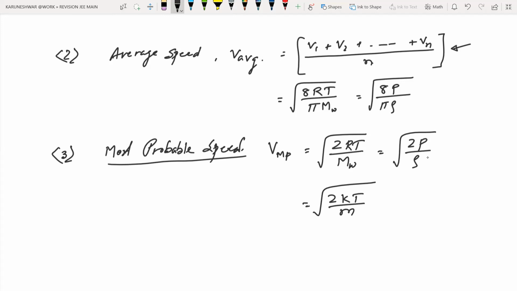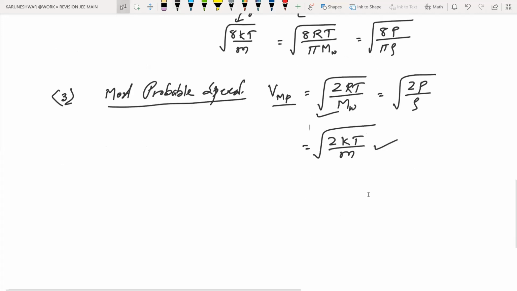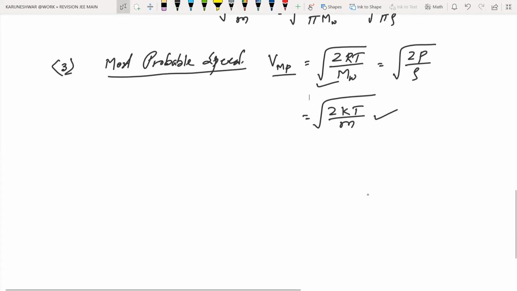When you change this into Boltzmann constant, it is root of 8kT divided by pi m. In terms of Boltzmann constant, this is the average speed, and the previous one is the most probable speed. In terms of the gas constant and the molecular weight, you can write like this. So these are the speed relations.